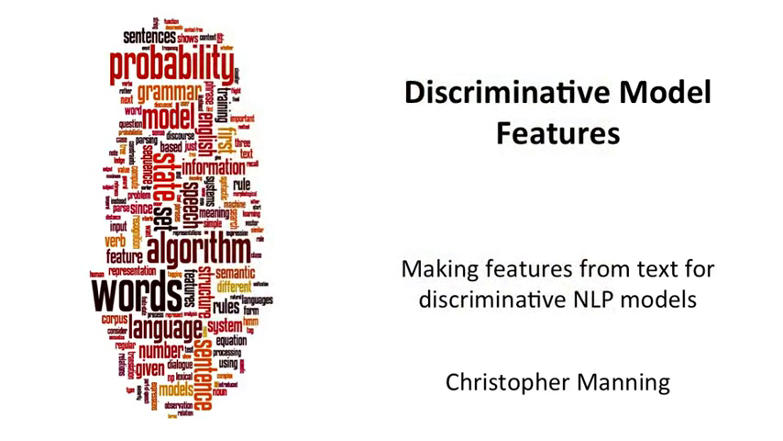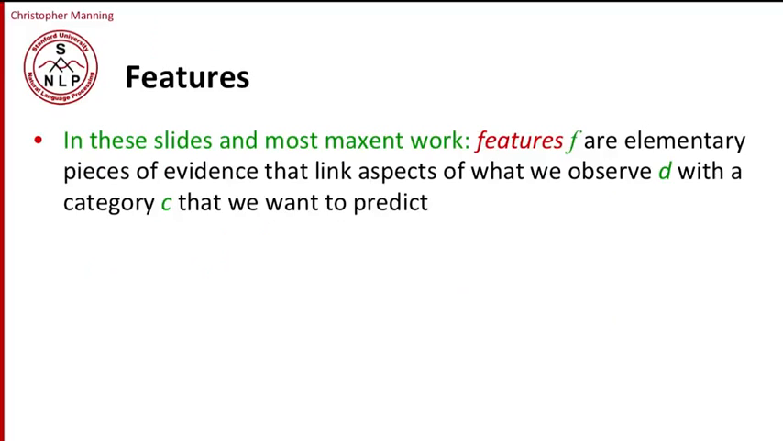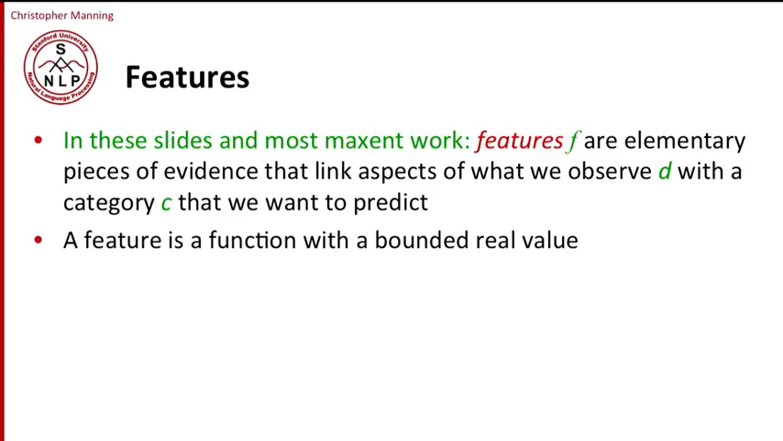In this section, I'm going to look at how you can get features from text that you can use inside discriminative models for various kinds of classification tasks. So in these slides and in most Maxent work, by a feature, what we mean is an elementary piece of evidence that links between what we observe, which is the data piece D, and a category C that we want to predict. So a feature is a function with a bounded real value.